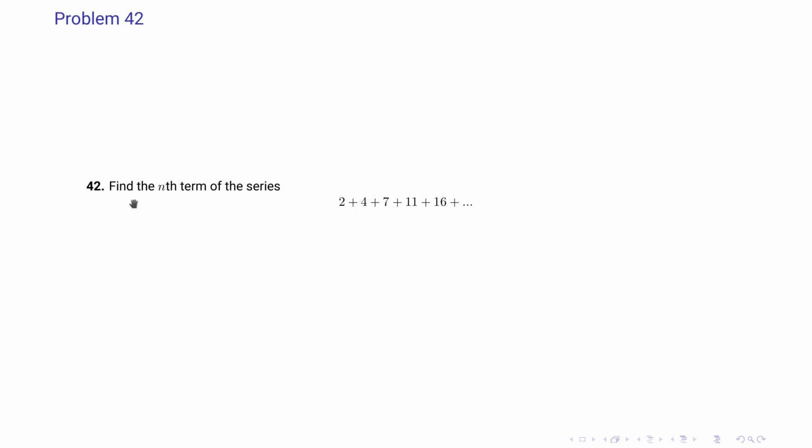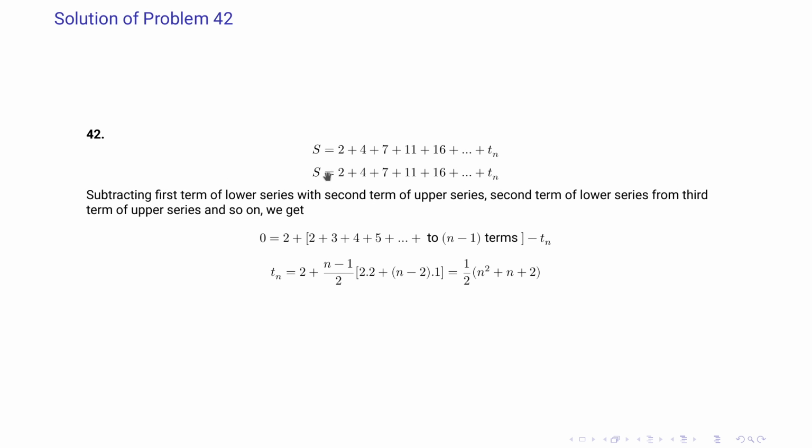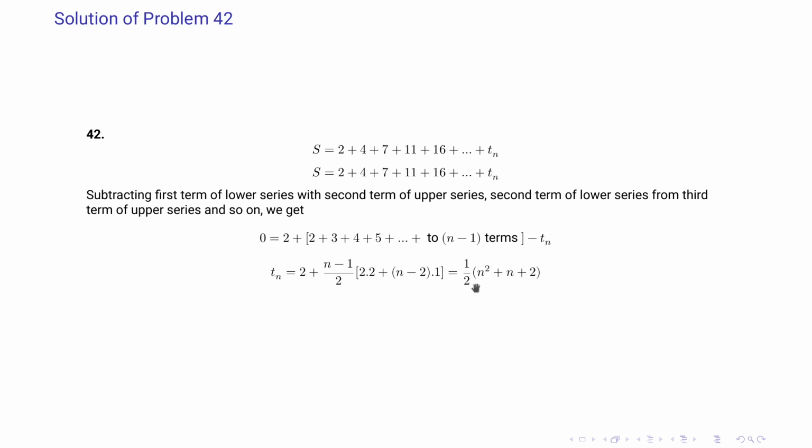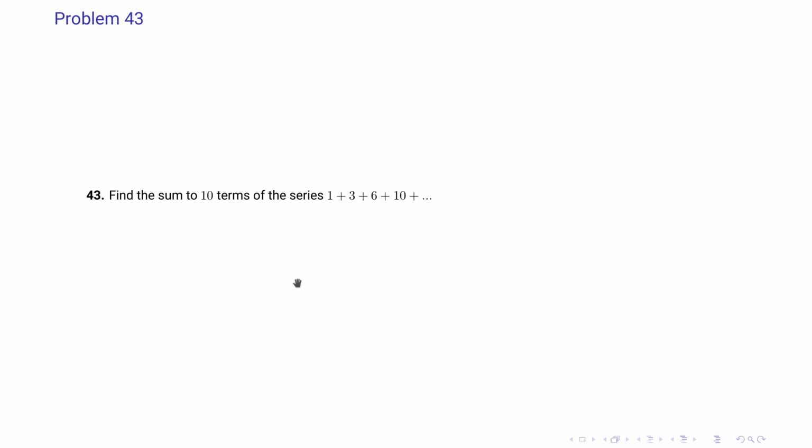Problem number 42 says: find the nth term of the series 2 plus 4 plus 7 plus 11 plus 16. So we again write it twice and we subtract 2 from 4, 4 from 7, 7 from 11 and so on. So what we get is 0 is equal to 2 plus 2 plus 3 plus 4 plus 5 up to n minus 1 terms minus tn. So our tn is n square plus n plus 2 by 2. So that's what we were supposed to find, that is the nth term.